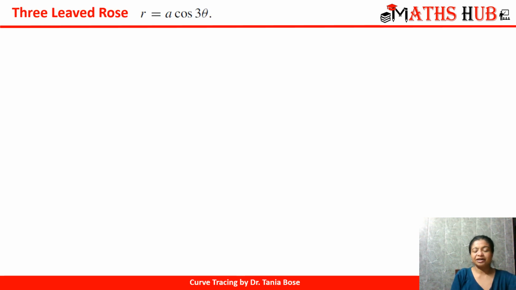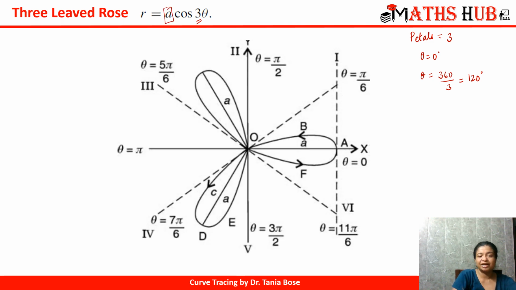Now if I have r = a cos 3θ, I'm sure you will be able to judge it. Since it is 3θ, 3 is an odd number, so the number of petals will be equal to 3. The first one will occur at θ = 0 degrees, and the next leaves will occur at a shift of 360 by 3, that is 120 degrees. And the diameter of this rose will be equal to a units. Since there are 3 petals, this rose is called a 3-leaved rose.